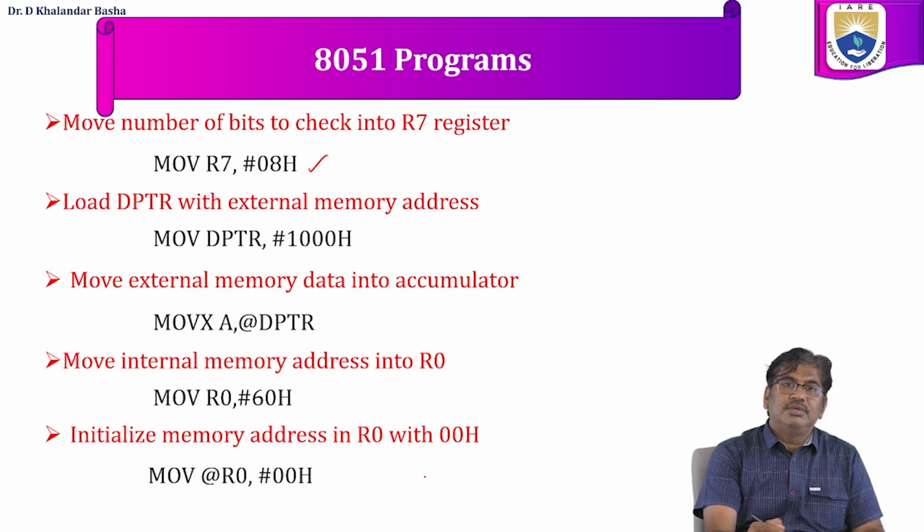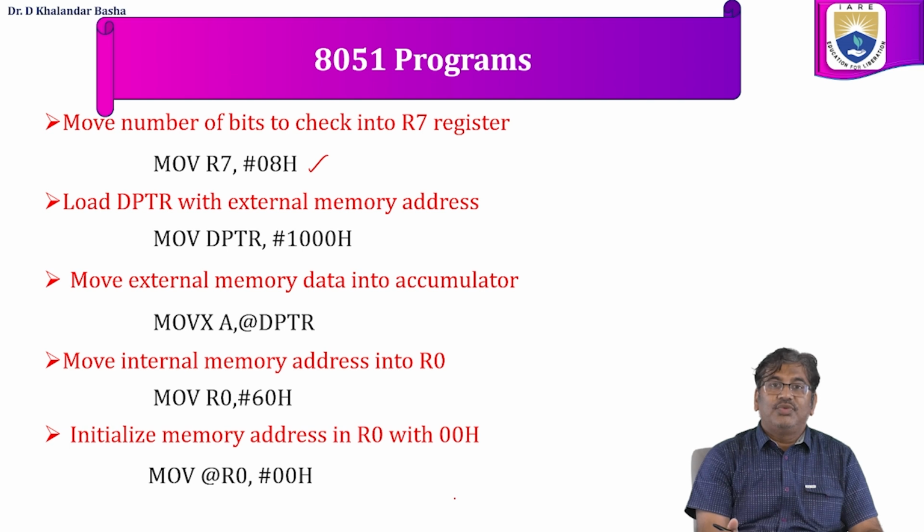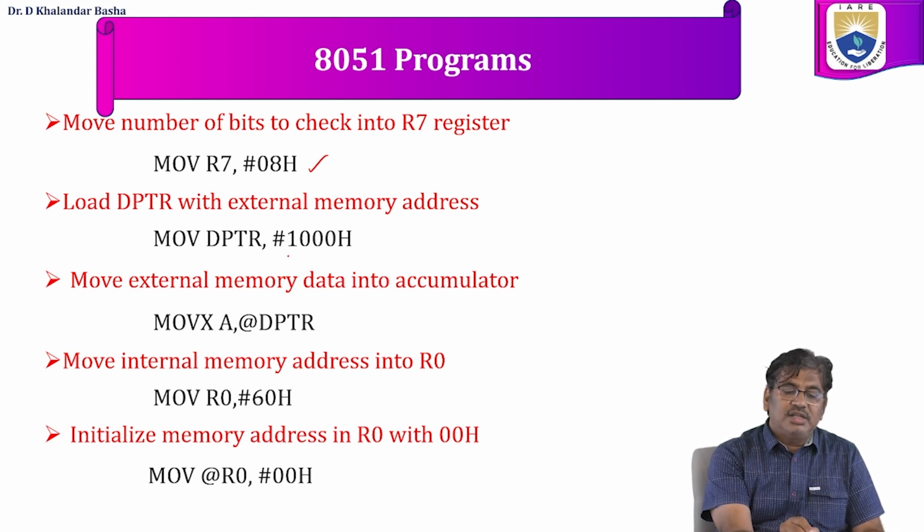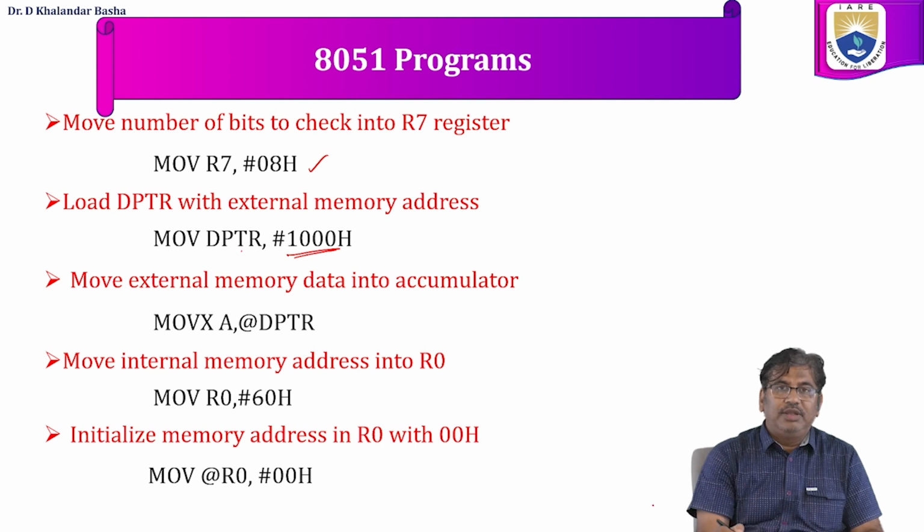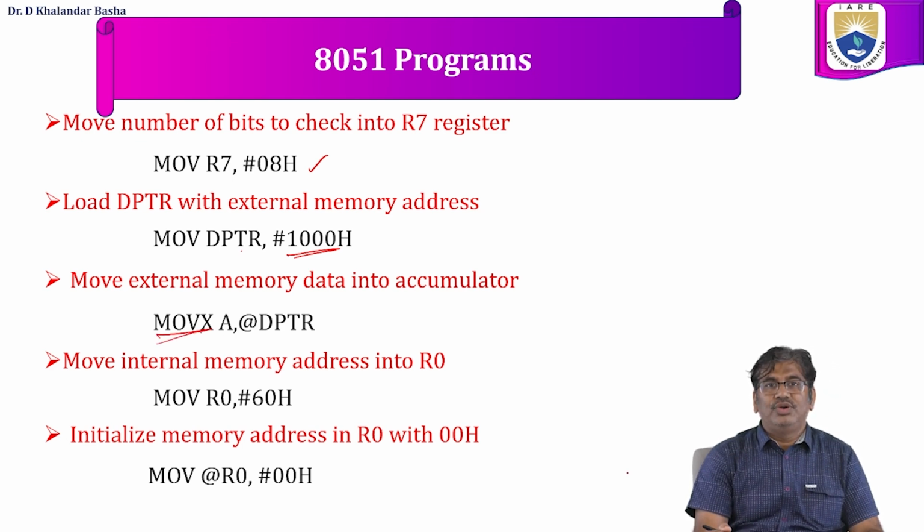Move R7, 08H, because we want to check 8 bits. So the number of bits is going to be loaded into R7. As we are getting the data from the external memory, the address of the external memory will be loaded into DPTR. Then we will fetch the data from the external memory into accumulator by using MOVX instruction. Whenever we are referring to the external memory, we are going to use MOVX instruction. So MOVX A, @DPTR. So now the external memory contents will be loaded into accumulator.